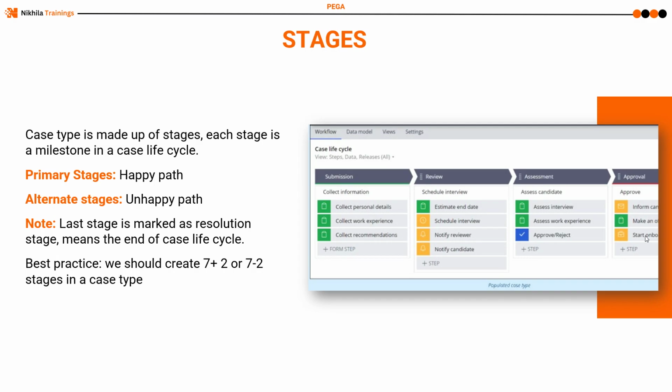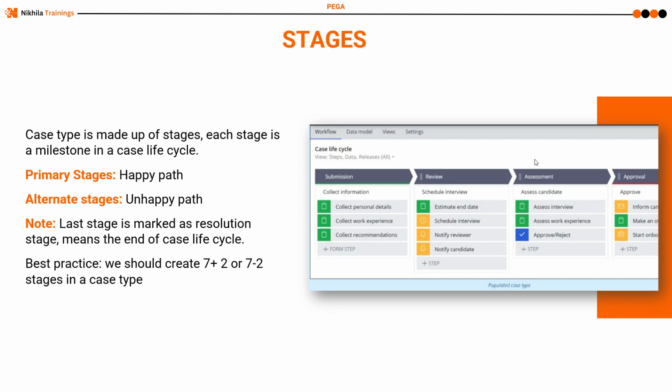So this is how a life cycle is generally built. This is called a life cycle. We call them stages. So a case type in Pega is just a collection of stages. Now, what is a stage? If you see here, the black colored ones are stages. Now, theoretically, what is a stage? Stage means it's just a milestone.